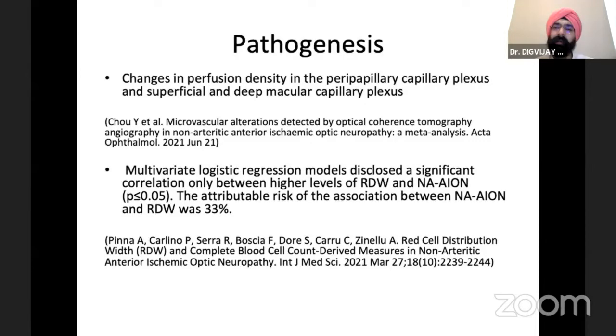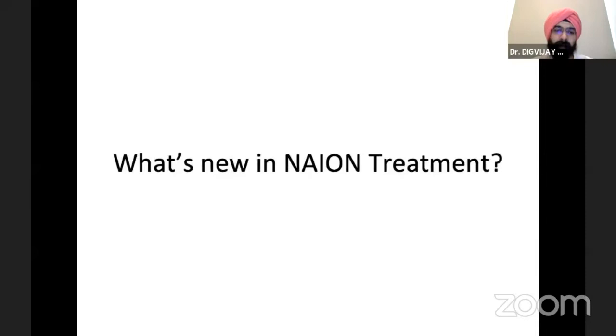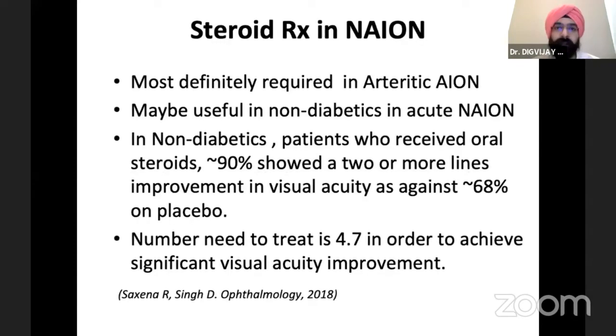But so our understanding of pathogenesis is not just a stroke, actually. There is an inflammatory component, there is a compartment syndrome that forms, and there is some edema that develops even on the macula. Now, what is new in terms of NAION treatment?